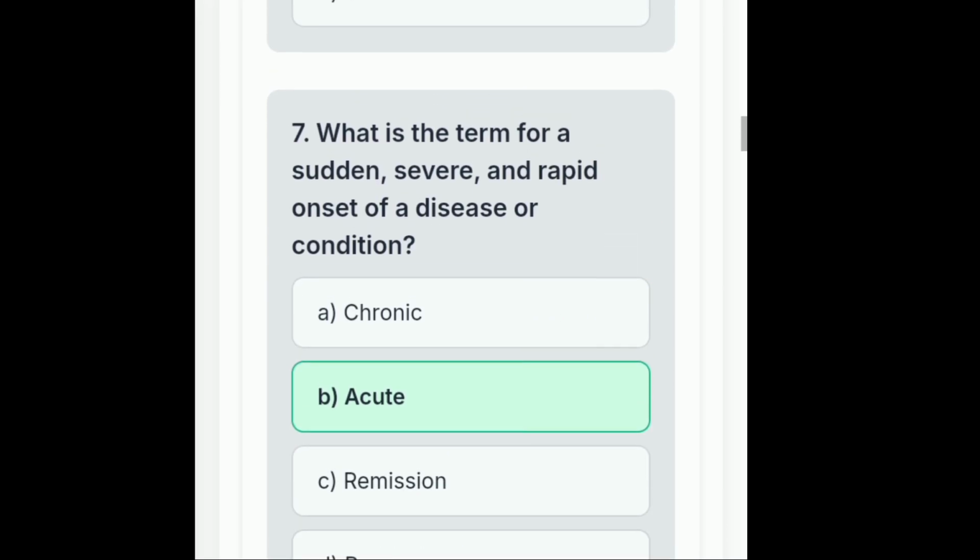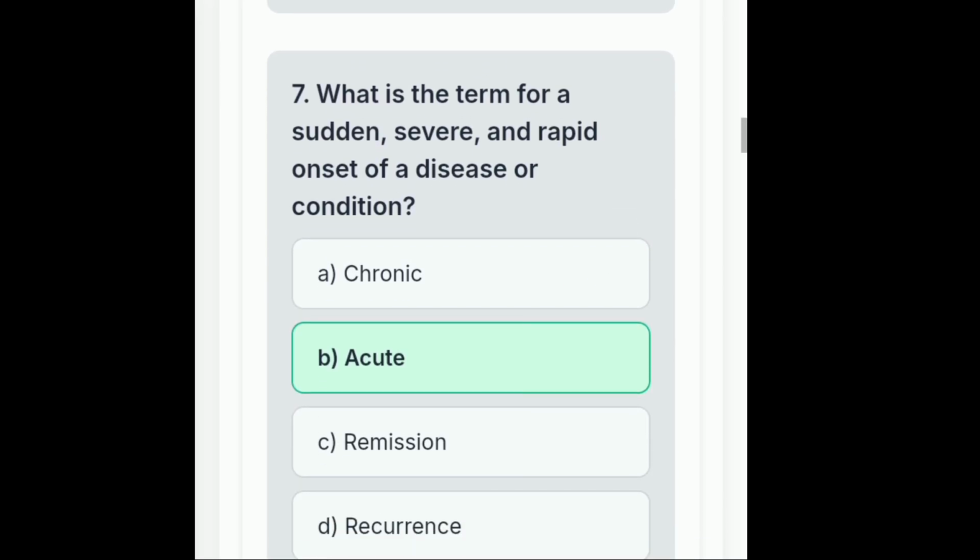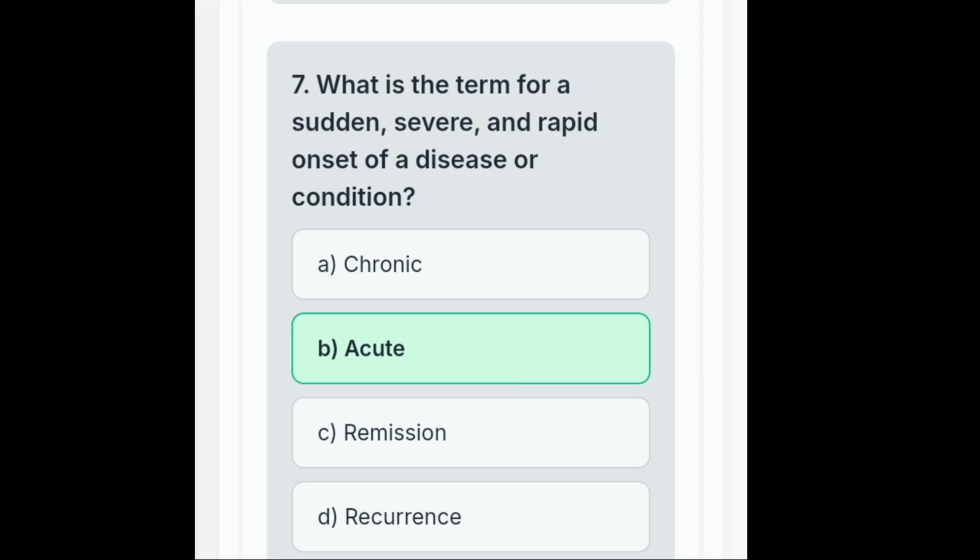What is the term for a sudden, severe and rapid onset of a disease or condition? Option A, chronic. Option B, acute. Option C, remission. Option D, recurrence. Acute is the correct answer.